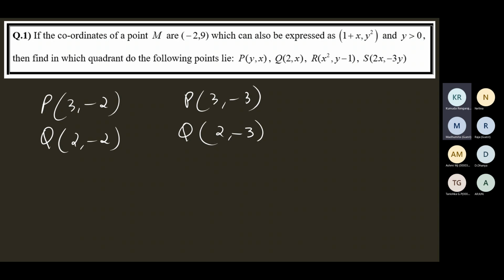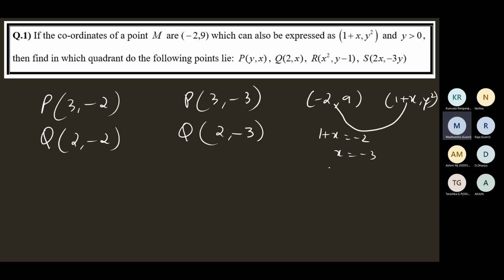Yes, Madhumita? Ma'am, 1 plus x is equal to minus 2. Correct. Yeah, we have to equate because it's given that minus 2 comma 9 can be expressed as 1 plus x comma y square. So you should equate 1 plus x is equal to minus 2. So x is equal to minus 3. Correct. And then y square is 9.